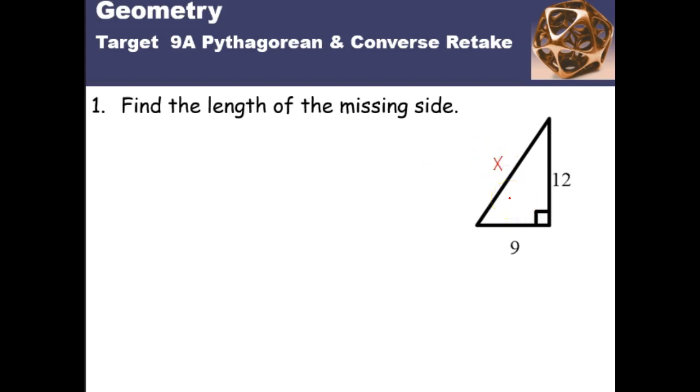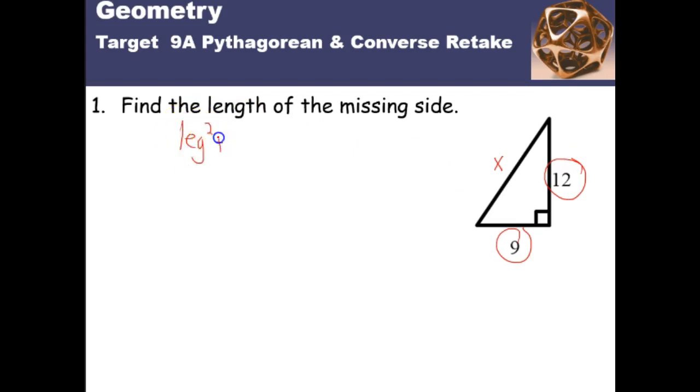We need to find the length of the missing side. So there's a missing side. If you look at the finding a side part of the cheat sheet, it says, if possible, use the Pythagorean theorem. And it's possible to use the Pythagorean theorem when you know two sides. And lo and behold, I knew two sides, so I can use the Pythagorean theorem.